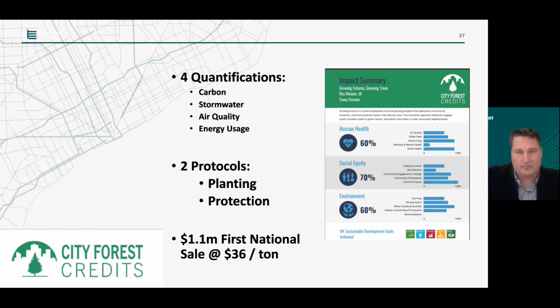Another opportunity for funding that American Forest has helped get off the ground and scale is City Forest Credits. They're an independent nonprofit based in Seattle, but this is a great opportunity for you to really start financing your urban forest. Each carbon credit also has stormwater quantification, air quality, and energy usage. You can submit for planting if you're doing a planting project, or protection.